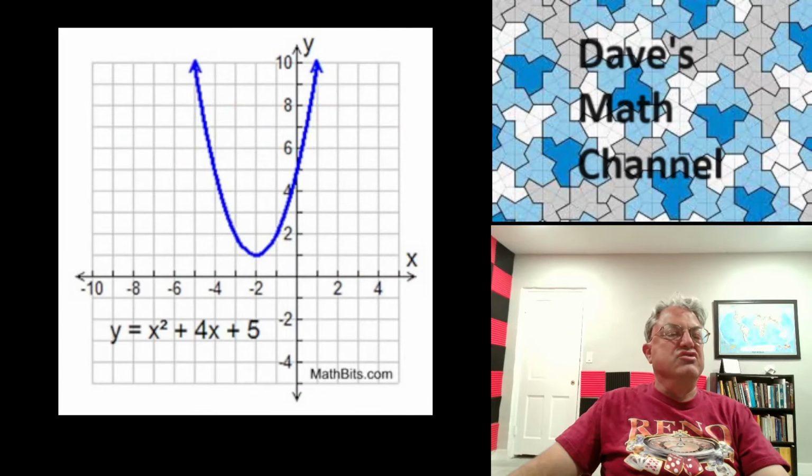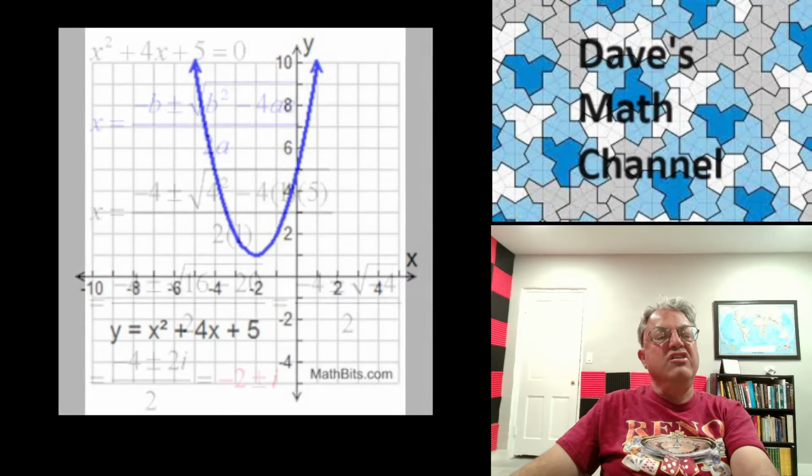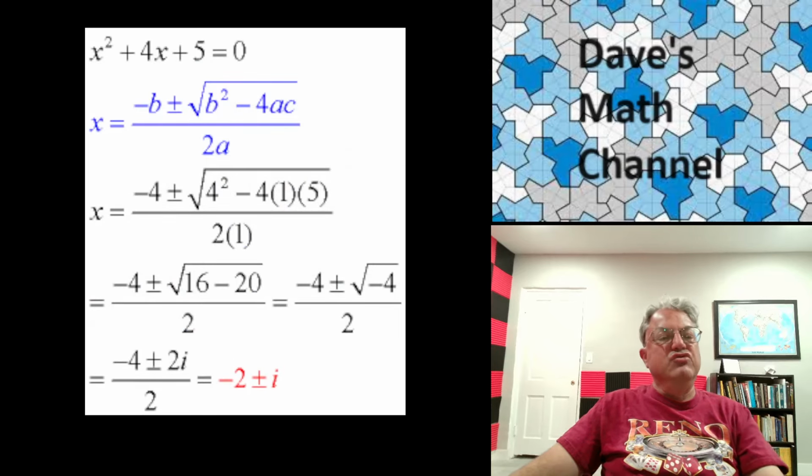Oh, I did include the graph of the parabola. So here's an example. Say y is x squared plus 4x plus 5. As you can see from this graph, this quadratic equation has no real roots because it doesn't intersect the x-axis. But you can still solve for the roots using the quadratic formula. You just get a negative discriminant, minus 4 in this case. So the answer is going to be minus 4 plus or minus the square root of minus 4, all over 2.